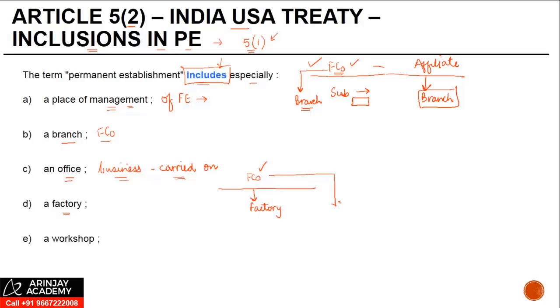However, if this foreign company engages a third party contract manufacturer, who owns a factory, and he manufactures products for the foreign company and sells them on a principal to principal basis, this factory will not be treated as a PE of the foreign company, unless the conditions relating to satisfaction of the PE are otherwise satisfied. Because this factory is not of the foreign company, this one is. This one is not. A workshop. Of course, we all know what a workshop is.